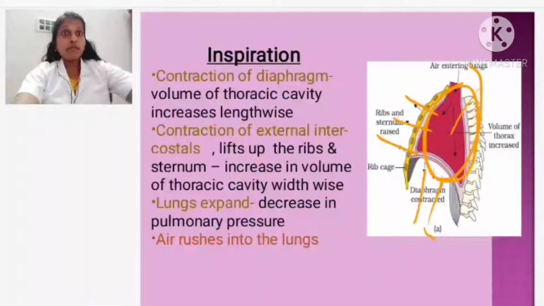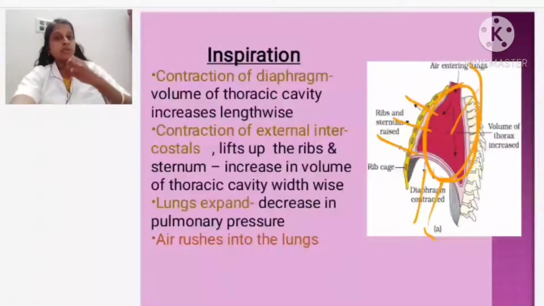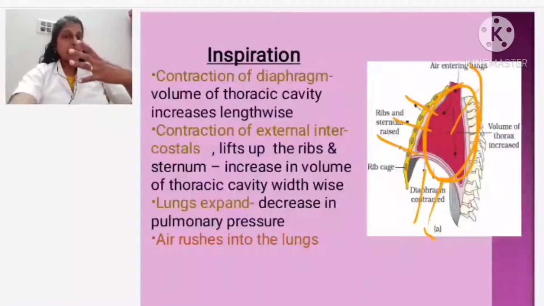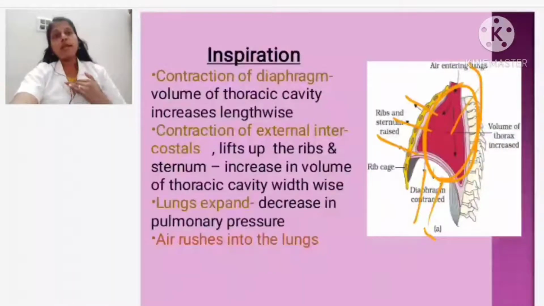But outside, the atmospheric pressure is more. So what do the air molecules actually do? They move from a region of high pressure to a region of low pressure. So when I am expanding my area, the area is increasing, but the pressure inside the lung has decreased. Outside the pressure of air is more, so air from outside will be moving into my lungs.